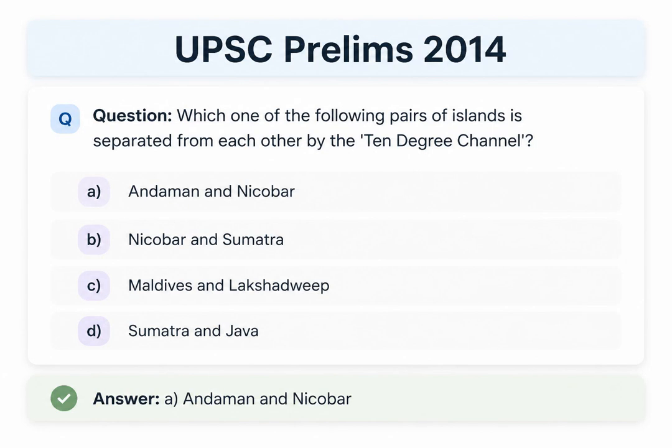In the 2014 UPSC prelims, students were asked which pair of islands is separated by the 10-degree channel. As we just discussed, this channel acts as a natural maritime boundary, situated approximately 10 degrees north of the equator, perfectly dividing the Andaman Islands in the north from the Nicobar Islands in the south. Therefore, the correct answer is A.